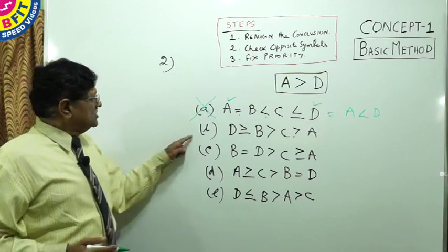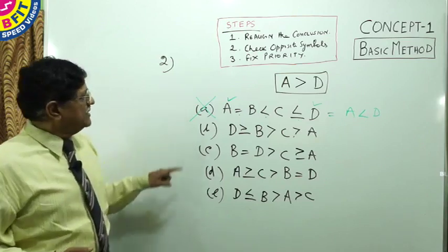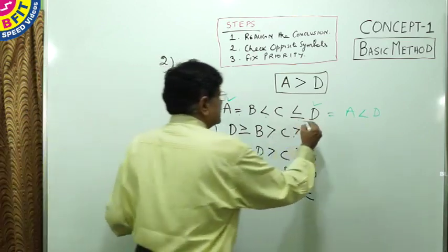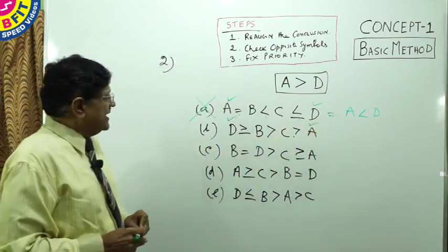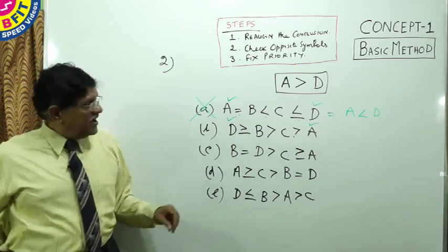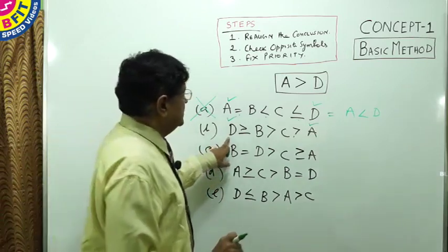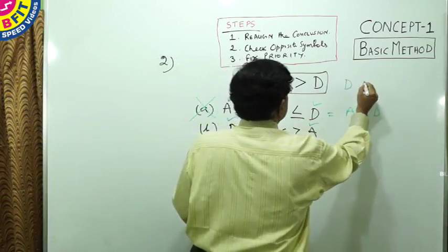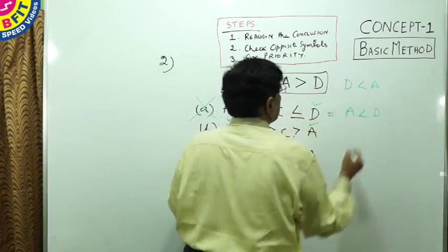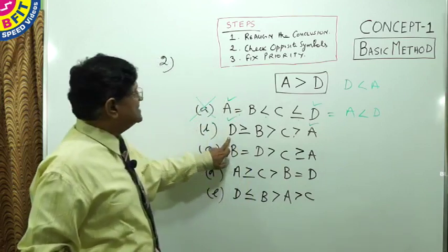Let us go to statement B. Where is A? A is here. Where is D? D is here. But unfortunately they are interchanged. Therefore we have to change the conclusion. The conclusion has to be changed to D is less than A. That is what we have to now verify. D is less than A.